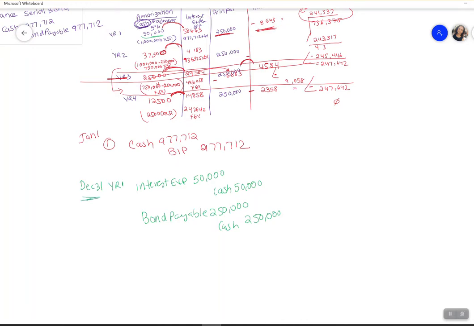Since it's the end of the year, my interest expense should be 58,663, but we only recorded an interest of 50,000. So now I have to record an interest. In this case, interest expense is 8,663, and a bond payable. In this case, it's a discounted bond. If it's a discounted bond, your bond payable is going to go up every year. So it will be 8,663. So in this case, bond payable will be that.